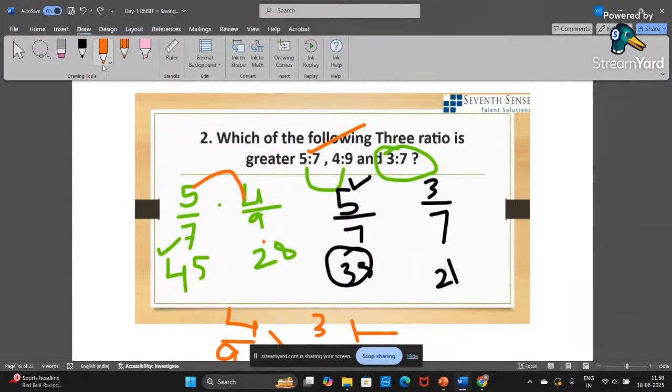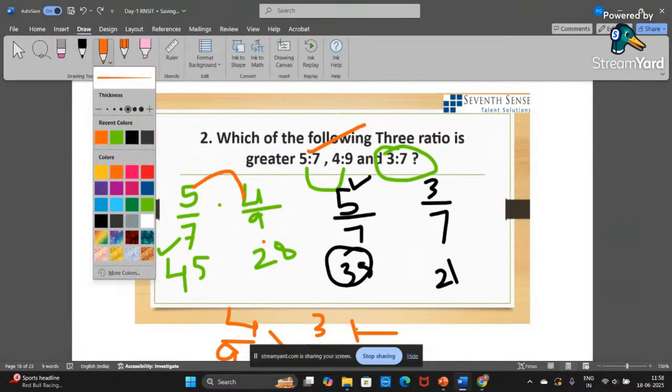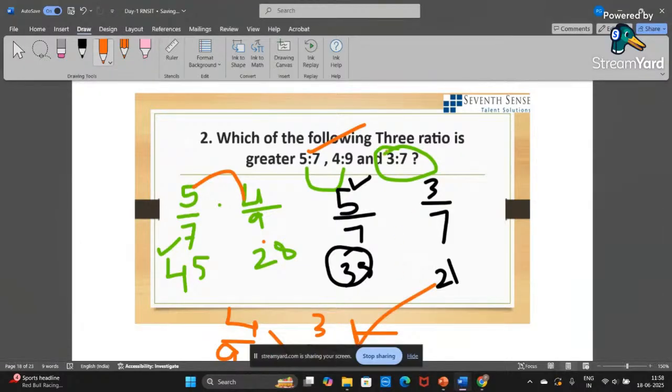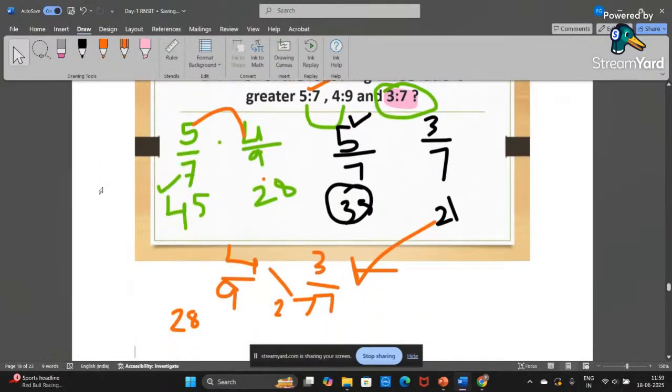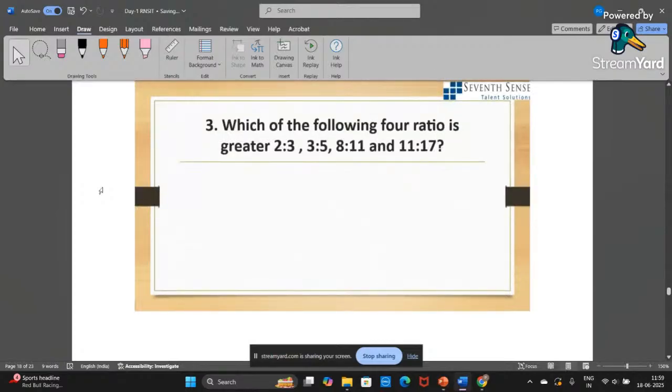I think now you got this concept thoroughly. Right? See, in the given three ratios, 5 by 7 is the biggest one. 3 by 7 is the smallest one. Okay. Now we'll move on to the next one. In this we have four ratios. In this we need to find, let us find both greater and smaller.